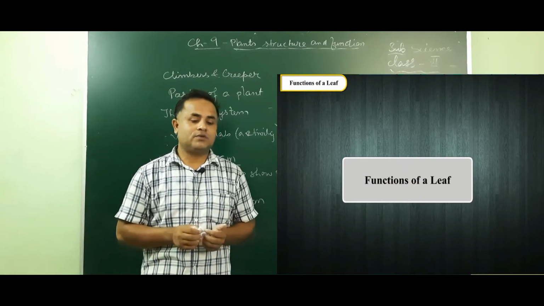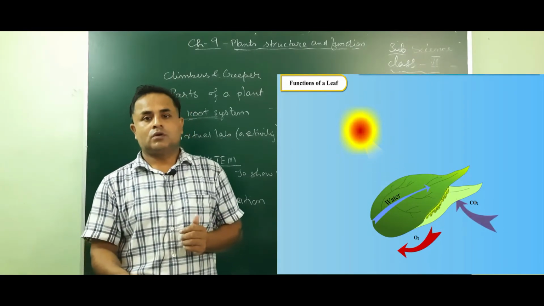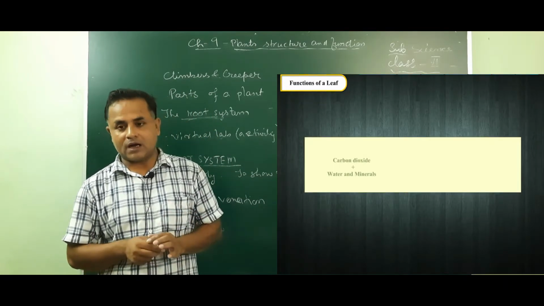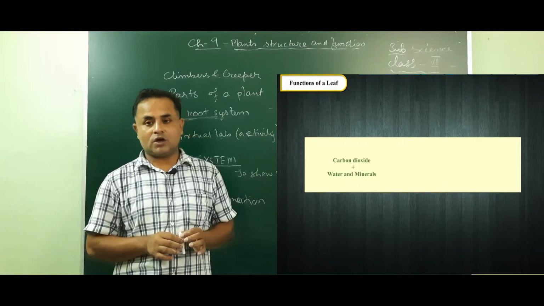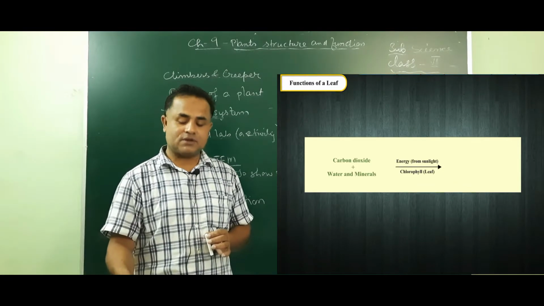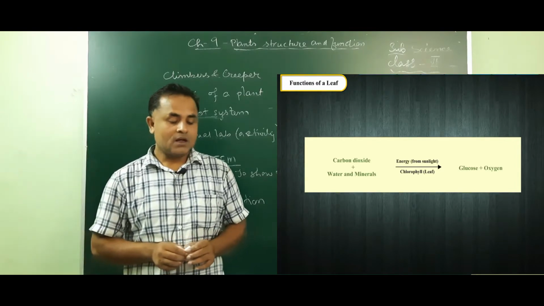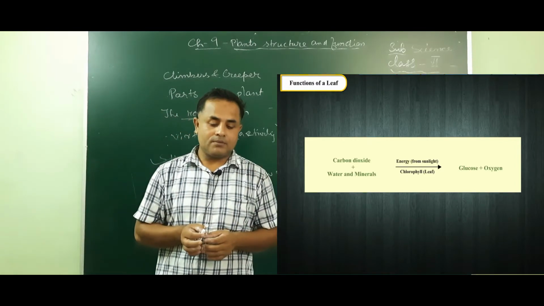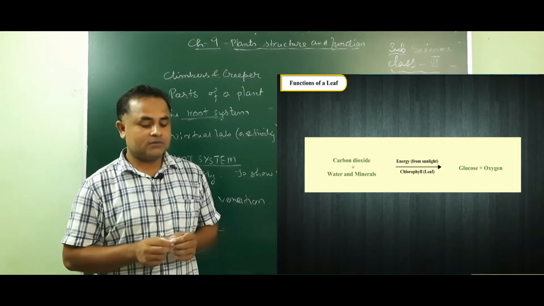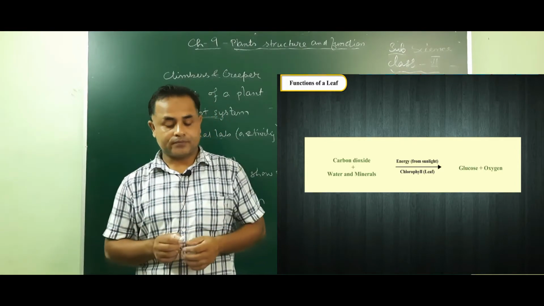Now, let us see the function of the leaves. The main function of the leaf is to manufacture food for the plants. Leaves make food from carbon dioxide and water in presence of sunlight. Chlorophyll, the green substance found in the leaves, traps the energy from the sun, and there are chemical reactions inside the leaves which make food and release oxygen.